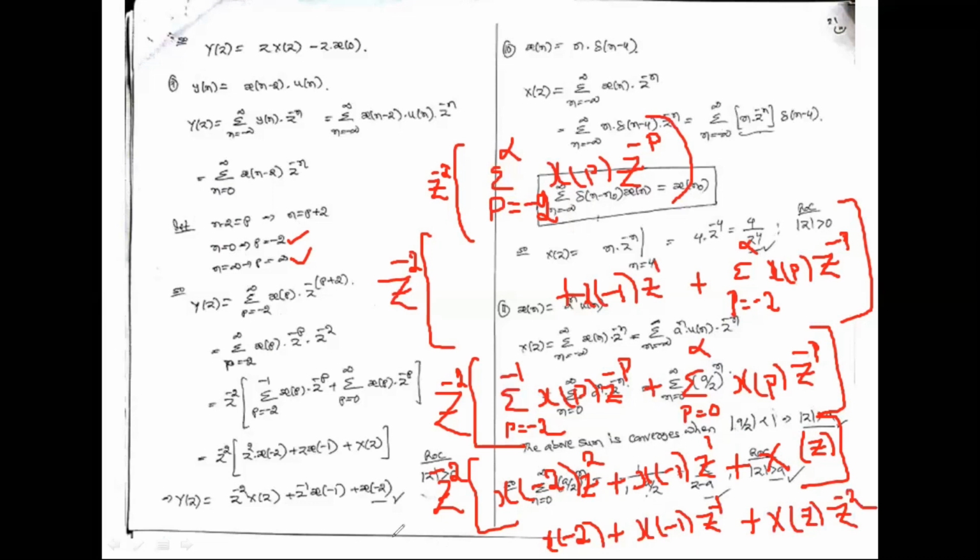This is a function after expanding the y of z. So y of z is equal to x of z z power minus 2, and x of minus 1 z power minus 1, and x of minus 2. Got it? But what is the ROC? The ROC is, because it is mu of n, greater than 2 only. Greater than 2. The ROC is greater than 2 because its value starts from p plus 2, n minus 2 is there here. The function n minus 2, mu of n.